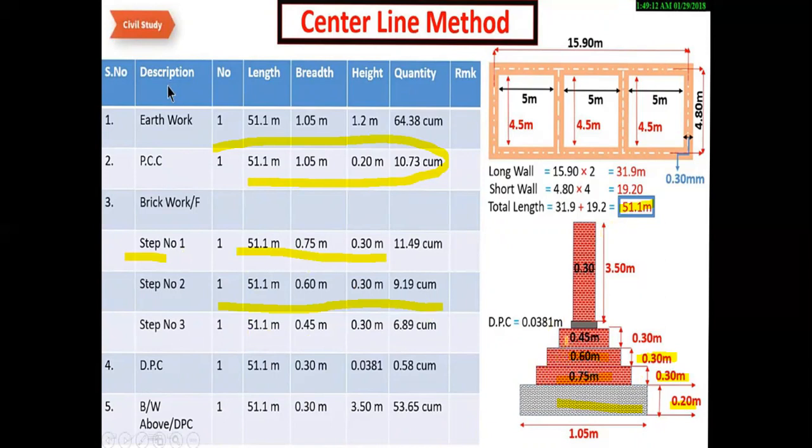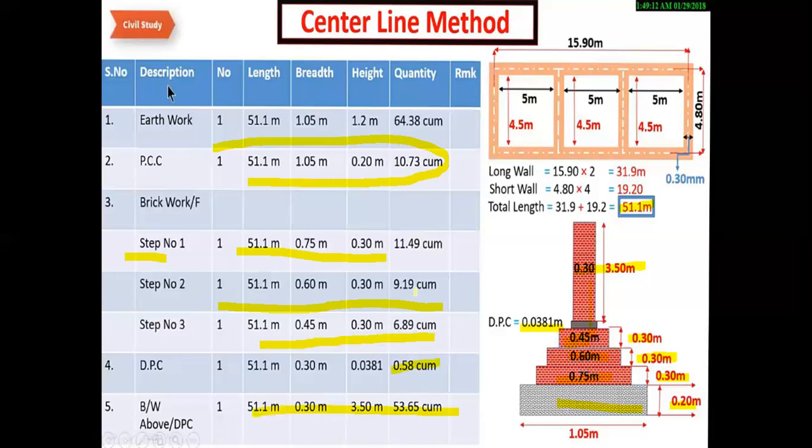Next one is the plinth area or third footing, length into breadth into height, breadth value 0.45 and height is 0.30. Next, damp proof course: the breadth is 0.30, same superstructure height with breadth and height, damp proof course DPC 0.0381 meters height. Then calculate 0.58 and finally the superstructure: length 51.1 meters, breadth 0.30 meters, height 3.5 meters, then equal to 53.65 meters.